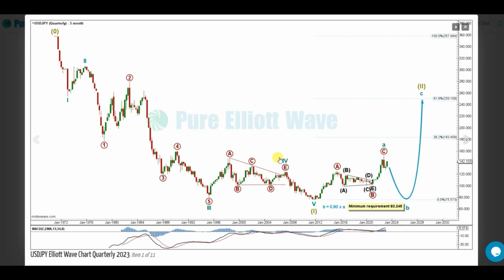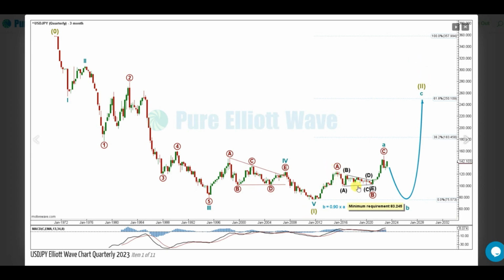Wave 4 at cycle degree, also a contracting triangle here. Since the bottom in October 2011, we've had a zigzag structure which subdivides very cleanly as an ABC zigzag. However, this structure only retraced 27% of the entire impulse to the downside. And usually for wave 2 positions, we're going into supercycle wave 2 after supercycle 1, these retrace around 50 to 60%. So we're expecting more corrective action upwards.